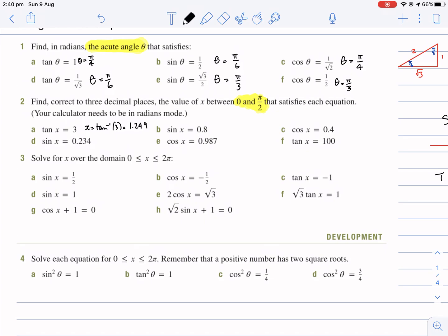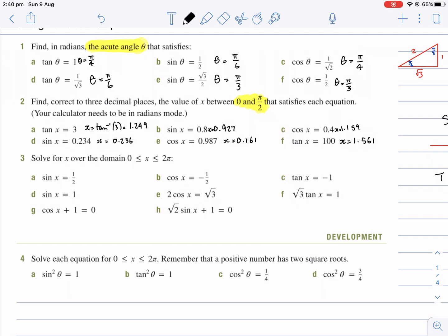And you're going to do the same for all of these. Arcsine 0.8, 0.927. Arccos 0.4, 1.159, and I should be doing x equals because we're solving equations here. So here we're doing arcsine 0.234, x equals 0.236, arccos 0.987, x equals 0.161, finally arctan 100, x equals 1.561.